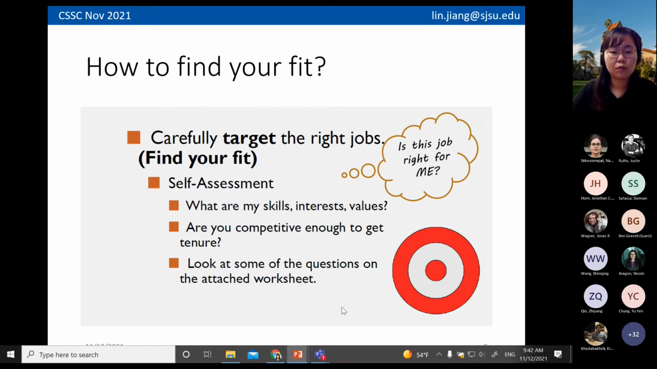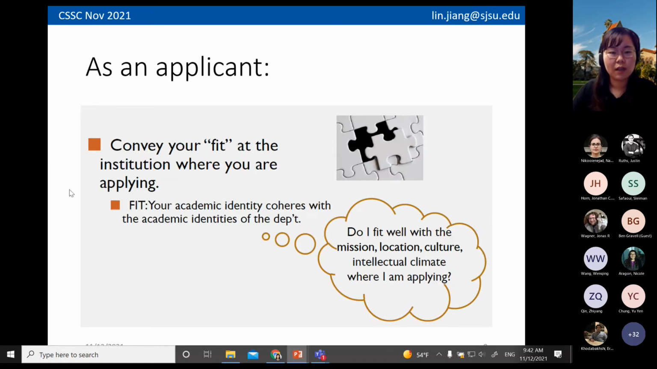Also look at some of the questions, I will send the questions later. I have collected many questions during interviews, to help me prepare. And as an applicant, we want to convey our fit to the institute where we are applying. So what is the fit? Your academic identity coheres with the academic identity of the department. Do I fit well with the mission, the location, the culture, and the intellectual climate of where I'm applying? Do I envision myself in a comfortable position? That's what you need to consider.